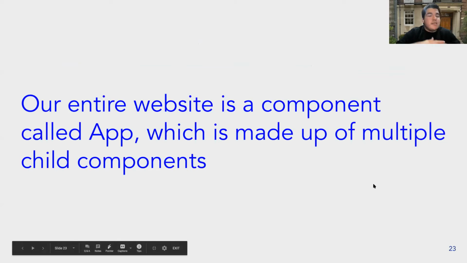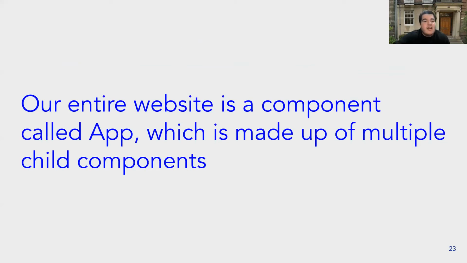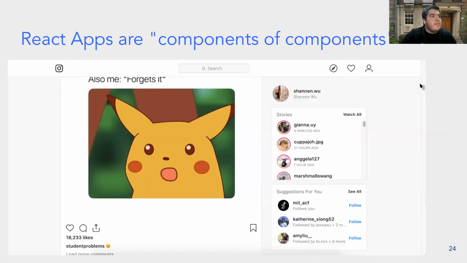And so we can expand that idea to the entire app. We can consider our entire website as just one component called app that represents multiple child components, right? We looked at one example with the nav bar, but now we can look at the entire website. So React apps are just components of components, right?